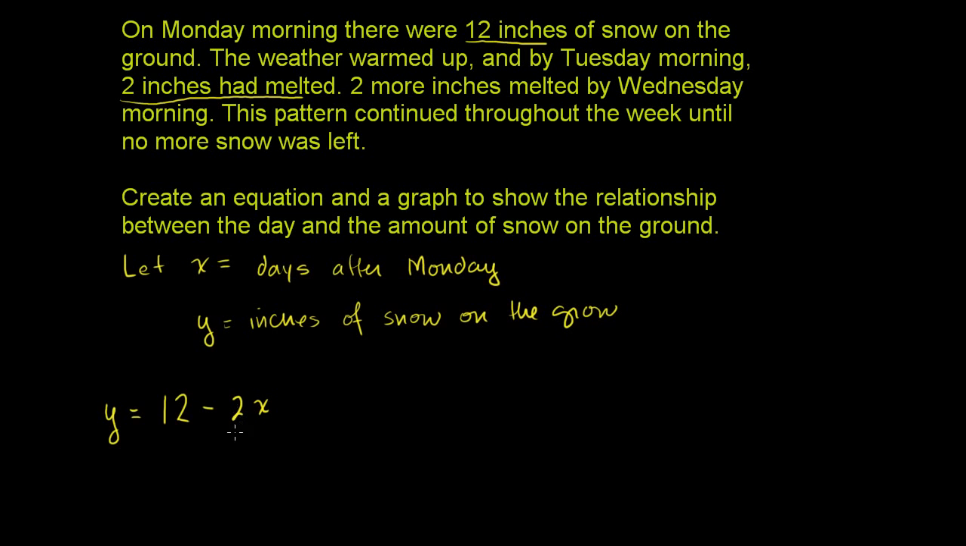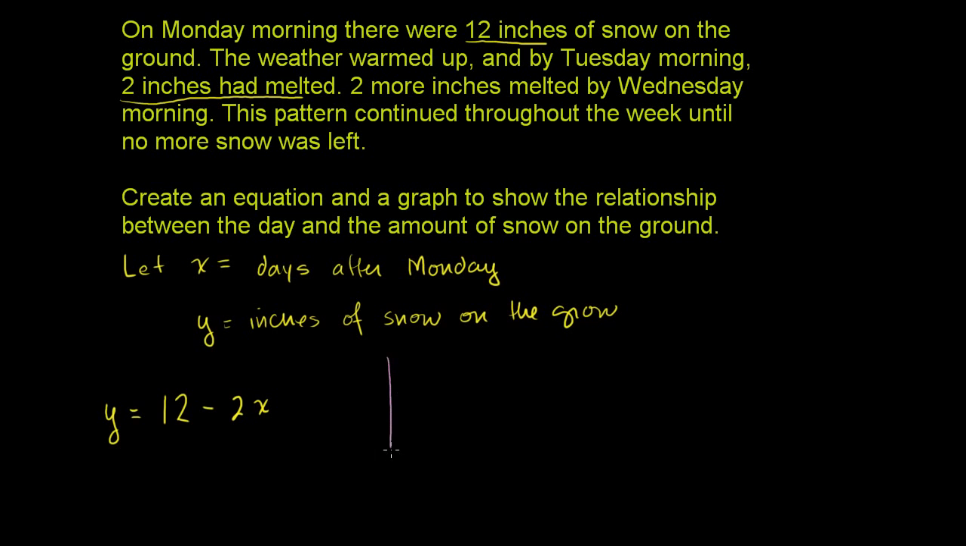which is what the case is on Wednesday. So this is our equation for the relationship between the day and the amount of snow on the ground. X is the day, how many days after Monday, and then y is the inches of snow left on the ground. We start with 12, and then every day we lose exactly 2 inches. Now let's graph this.